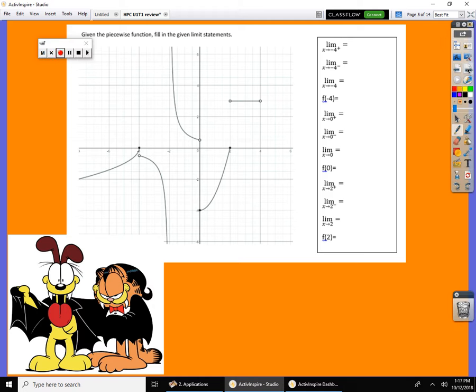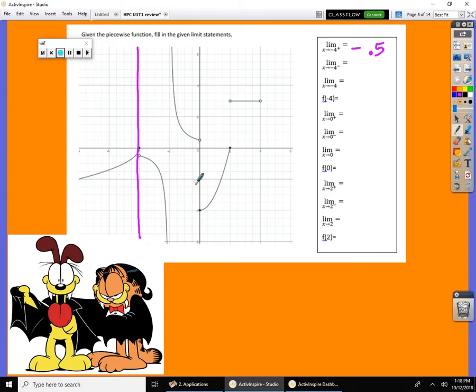Okay, this one, my favorite, limits. My first wall is going to go up at what value? Negative 4. There's the wall. Okay, positive is the right-hand side. The right-hand side has a height of negative 0.5.